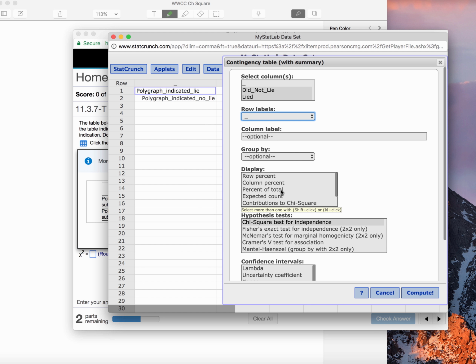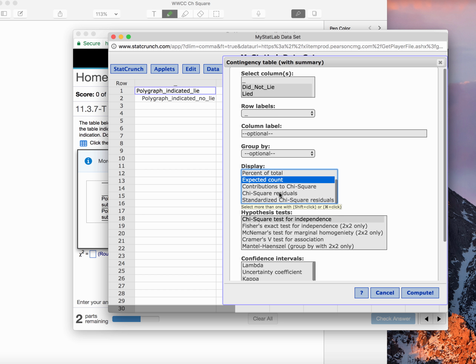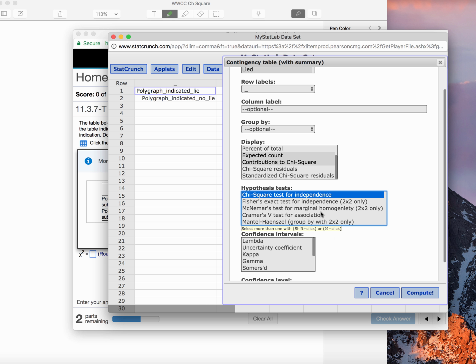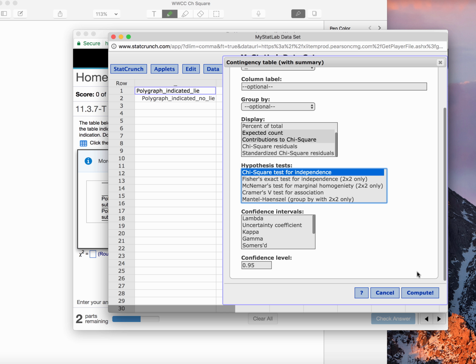Now for the display, I'd like to know the expected count and then contribution to chi-square. So this isn't necessary, but I'm using it for this example so that I can talk about some other stuff later. And then the hypothesis test, I'm doing the chi-square test for independence. This is actually the only test that we'll ever do with a table. There are two kind of flavors of chi-square test in this chapter. It's always going to be called a test for independence because that's how we get the results that we want that mathematically match what the chapter is talking about. And then we'll push compute.